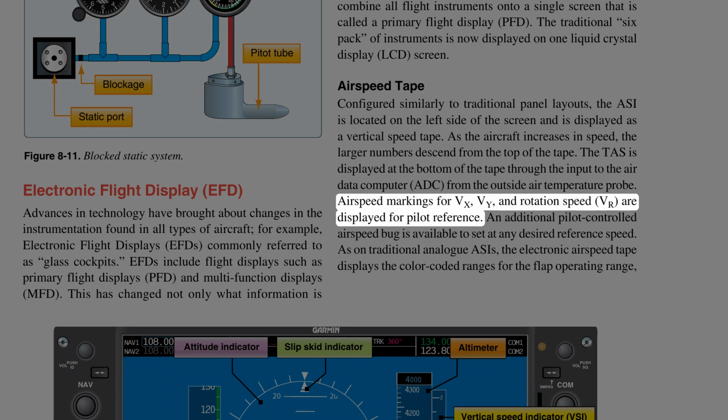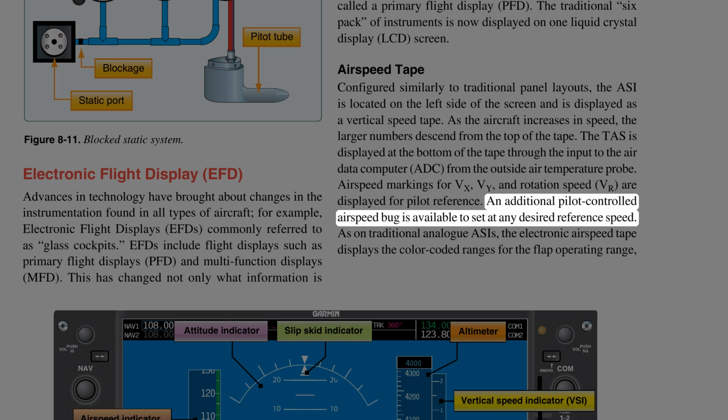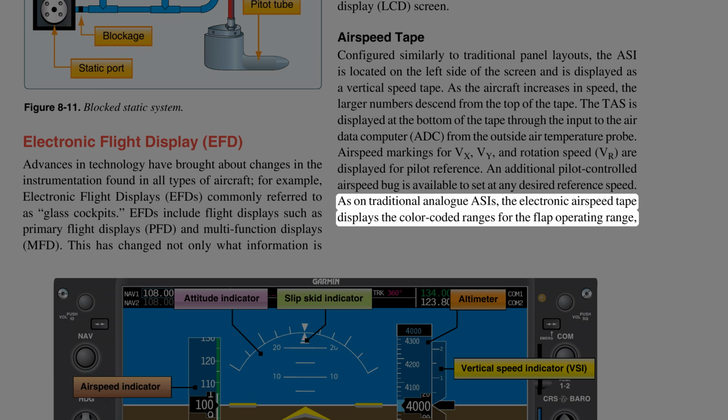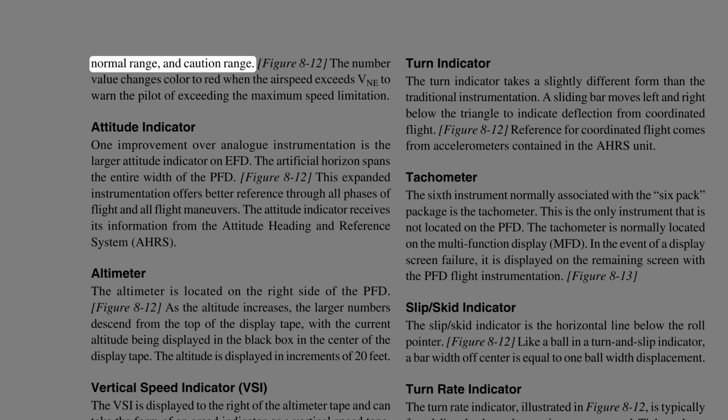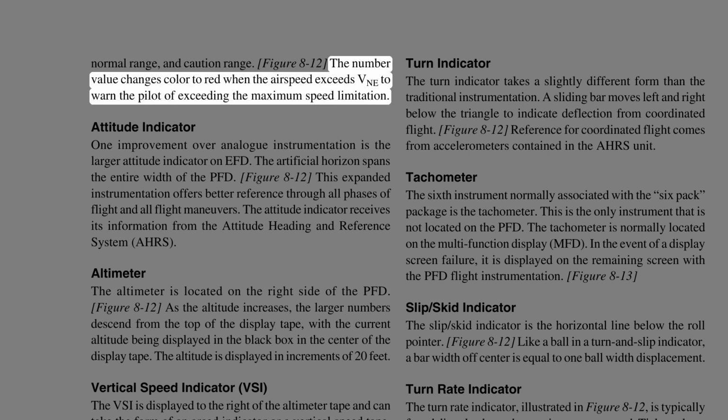Airspeed markings for VX, VY and rotation speed, VR, are displayed for pilot reference. An additional pilot-controlled airspeed bug is available to set at any desired reference speed. As on traditional analog ASIs, the electronic airspeed tape displays the color-coded ranges for the flap operating range, normal range, and caution range. The number value changes color to red when the airspeed exceeds VNE to warn the pilot of exceeding the maximum speed limitation.